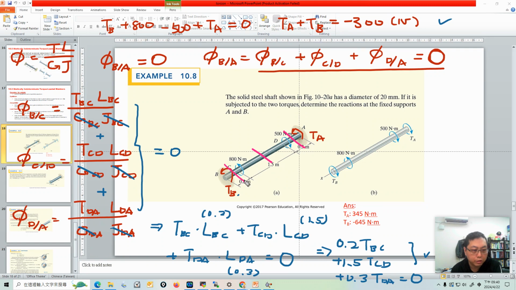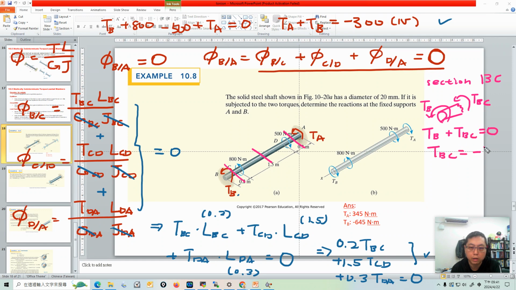This is section BC. In section BC, we have a torque at the end, this is C, and this is T_B. We don't know T_BC, so assume it counterclockwise. T_B plus T_BC must be equal to 0, so T_BC is equal to minus T_B. This is section BC.